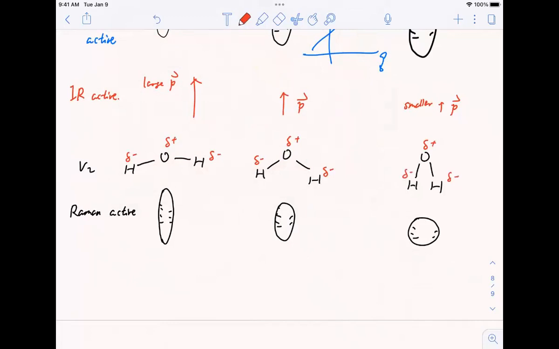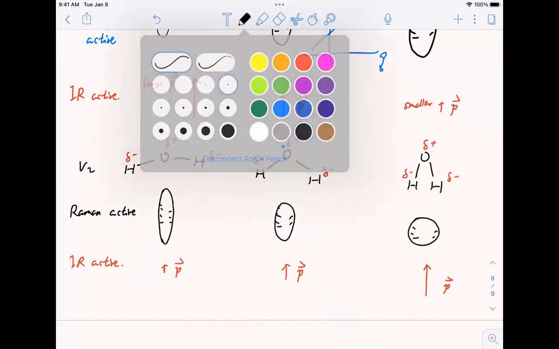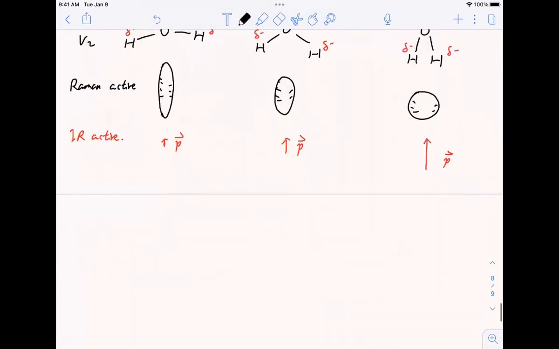So this will be a bigger dipole. This will be a smaller dipole. This will be even smaller. So also infrared active. Okay, let's do one more, then we're done. Okay, so another one is this mode.